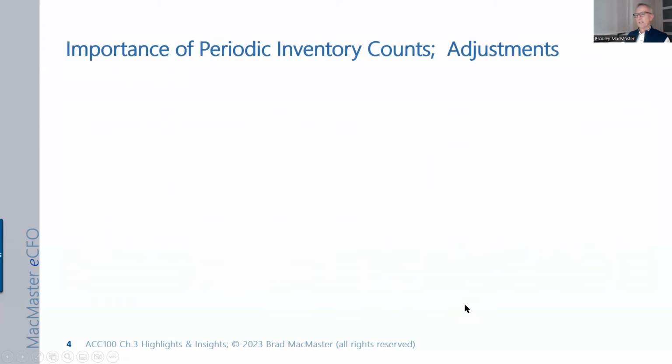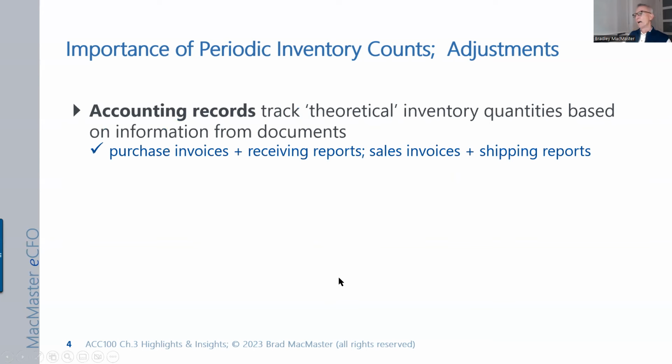Now, the third item we have to cover is the importance of periodic inventory counts and what adjustments we might make when the count of physical inventory reveals something that is different from what the accounting records show. So the accounting records are tracking our theoretical inventory quantities, and that information is based on documents we received, such as invoices for the goods we purchased from our suppliers, and receiving reports from our own staff who receive the goods and are supposed to count them and confirm the quantity and let the accountants know.